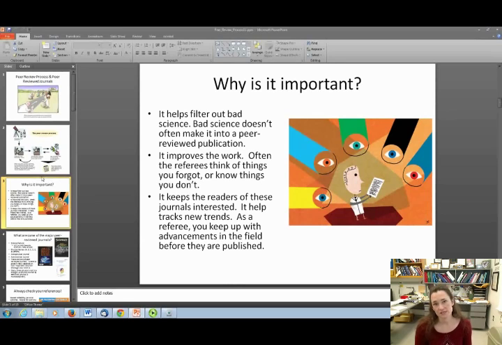It also helps to keep the readers of the journals interested. You have to understand that each one of these journals that you look into, they have a very specific set of readers, and if your article doesn't fit with the interests of those readers, then it shouldn't be published in that journal. Maybe it should be published somewhere else. It helps you keep up with new trends, okay? So if you're a reviewer, for example, you can go, oh, look, we're getting a lot of articles on this now. This is obviously an area where you got some hot topics going on, so it helps you keep up with new trends.